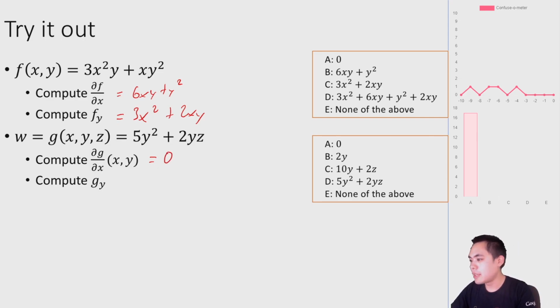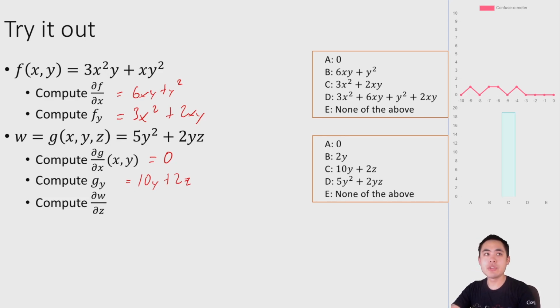And let me reset, and let's do the next one. So when you compute with respect to y, what you end up getting is 10y plus 2z. And so, okay, yep, the chat is way ahead of me. And let's do the last one. So for del w del z, well, what is this equal to?